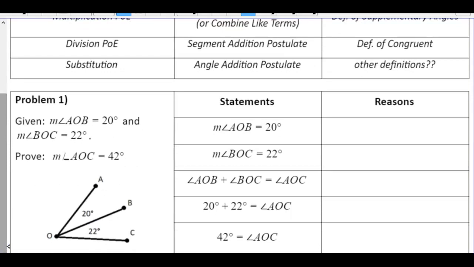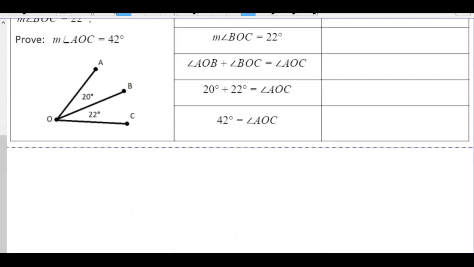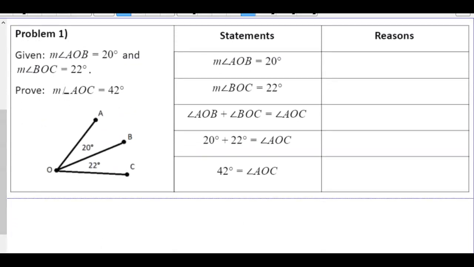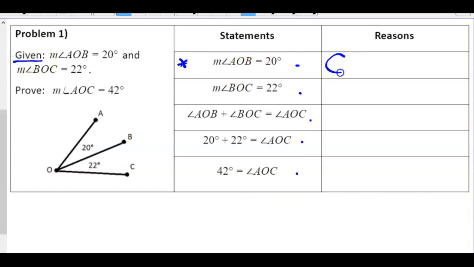So let's look at our first example. Nothing too difficult. It's just one of those angle addition problems. And here's all the steps. It's like, wait a minute, Mr. Sayers, the math is already done for us. Yeah, this is where we used to be, and we get good at this. Now we use that to show proof. All right. How do we justify or give the reason that we can do this statement? Well, why in the world can we say measure of angle AOB equals 20? Because we're told that, so we just write given.